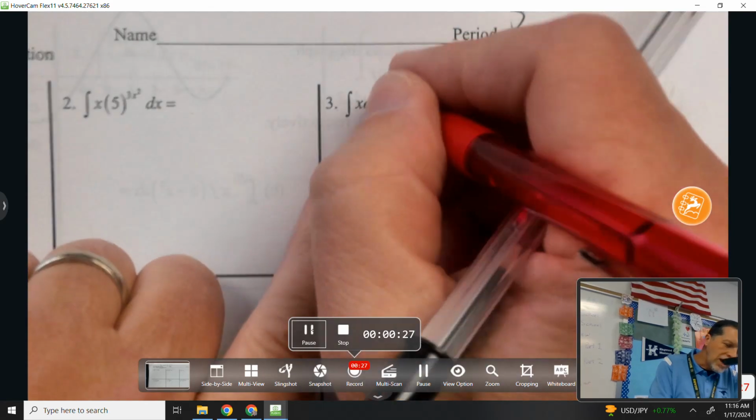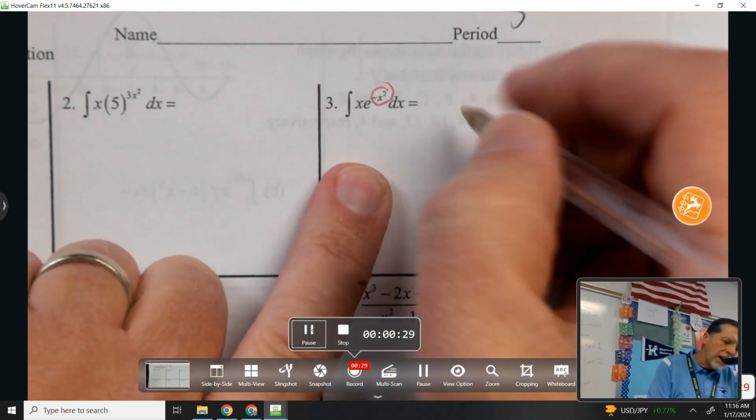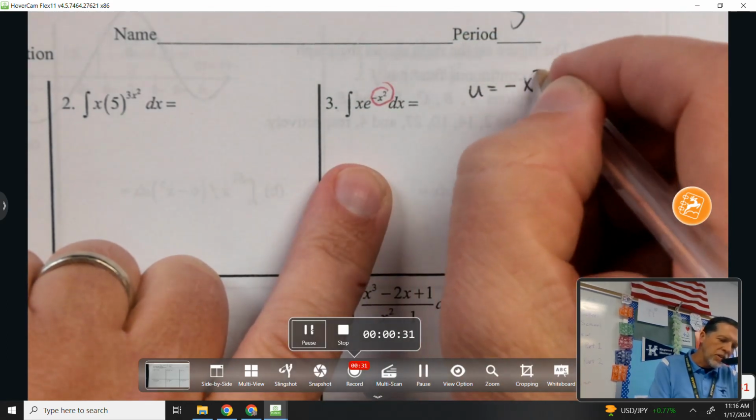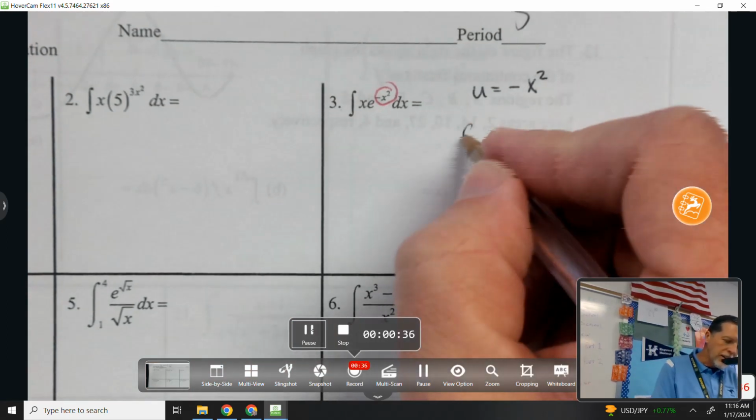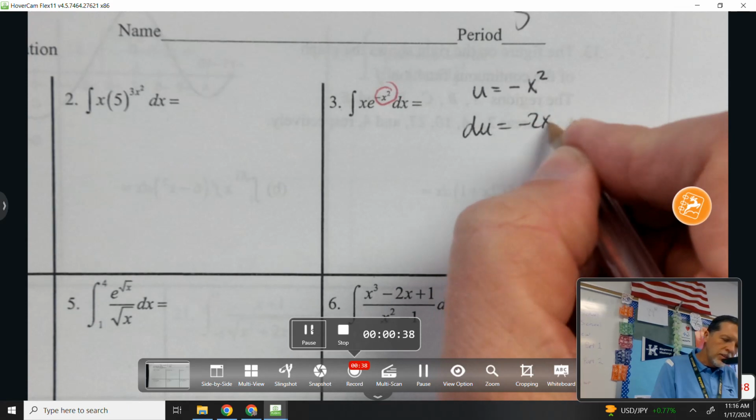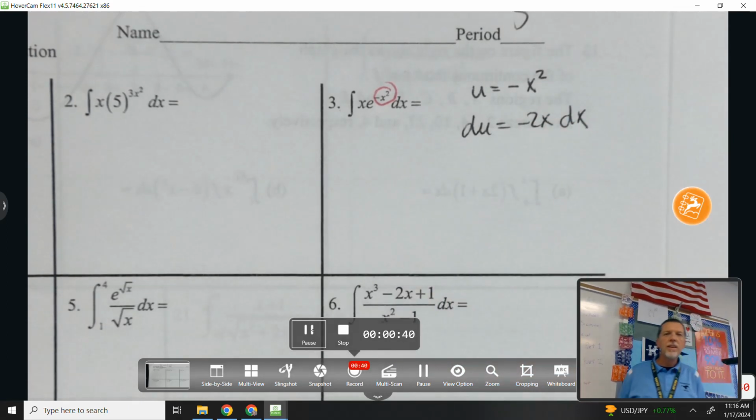Usually when we have an e, we pick u to be the exponent and kind of hope that the rest of it works. So if u is negative x squared, du is negative 2x dx, and so yeah, I would say that worked.